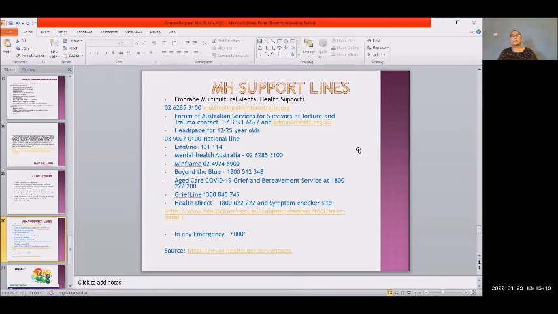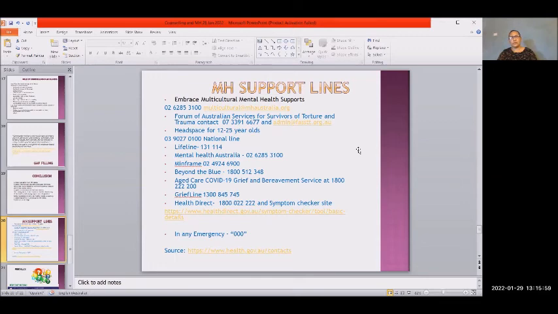You can also check the symptoms of mental health online on the Healthdirect website. If there is any emergency, of course, do not feel alone and do not keep yourself in danger. Dial 000. For suicidal thoughts, you can also dial 000, no problem. If you are thinking of harming yourself or harming others, dial 000. You can also dial Lifeline on 131 114.